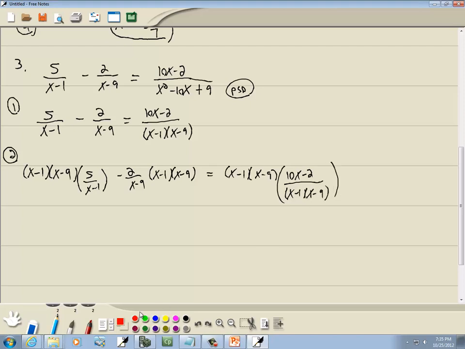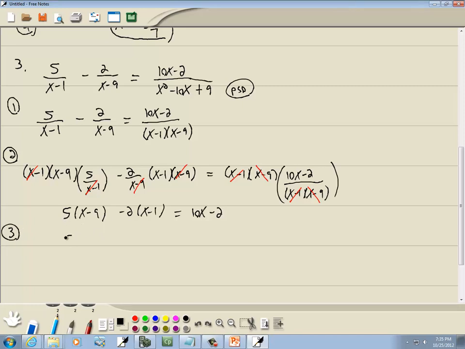Okay, let's see what cancels. Here these x minus 1's cancel. Here these x minus 9's cancel. Here these x minus 1's cancel, and these x minus 9's cancel. So we're left with 5 times x minus 9 minus 2 times x minus 1 equals 10x minus 2. And now we want to solve this. This is a linear equation.